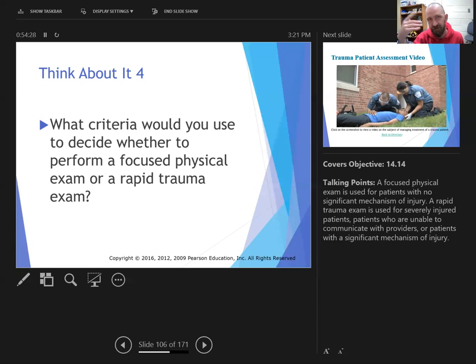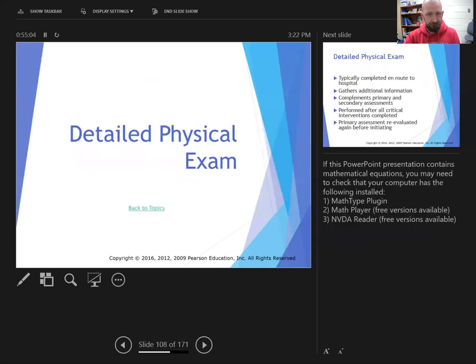Rapid trauma, it's for severely injured patients or unconscious trauma patients. And so they have a severe mechanism of injury. If they're unconscious, they can't tell us what's hurting, that kind of thing. So it's either not significant or significant means life threat. Okay, it's either not an immediate life threat, so one place, it's not a significant mechanism of injury, or it is a significant mechanism of injury, they're unconscious. Those kind of things there.